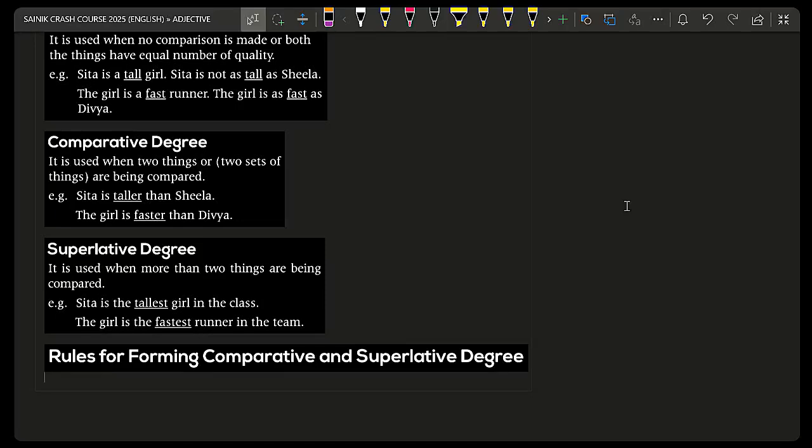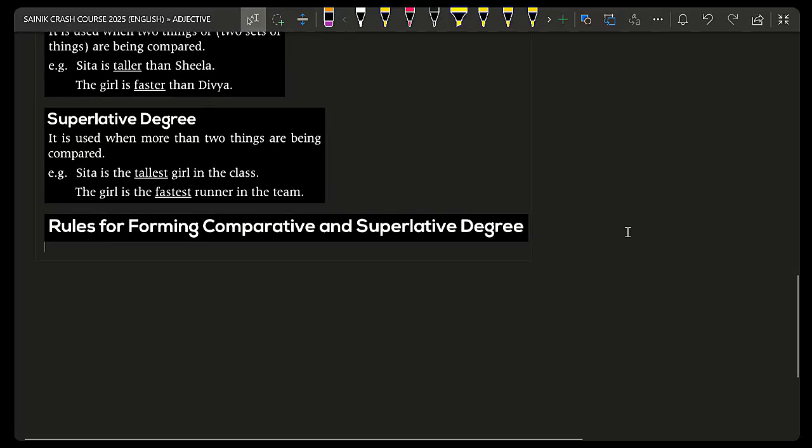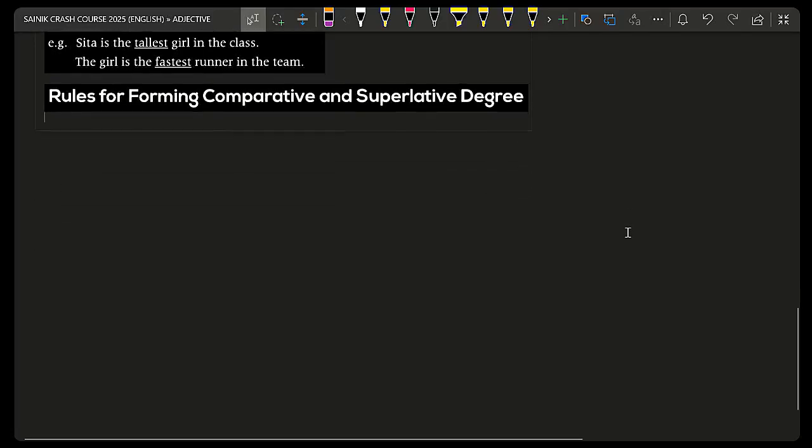In the class, how many members are there? Two or more than two? More than two members are there, so we can use tallest, that is the superlative degree. Suppose Sita is taller than Sheila: we are using only one name for comparison, so we want to use the comparative. The comparison is happening between Sita and Sheila. There are two members. That's why we are using the comparative degree. So comparative is for only two members, and for more than two members, superlative.